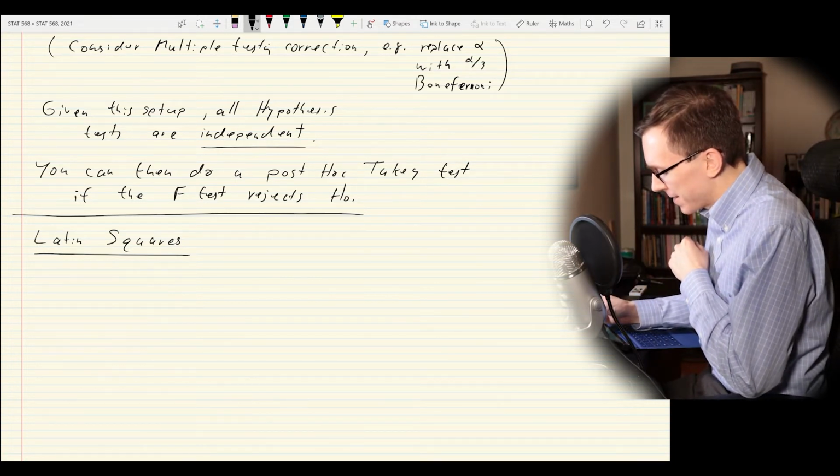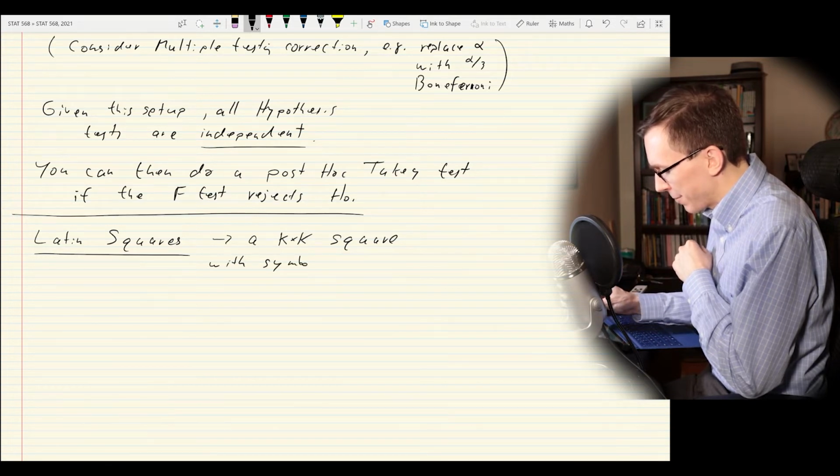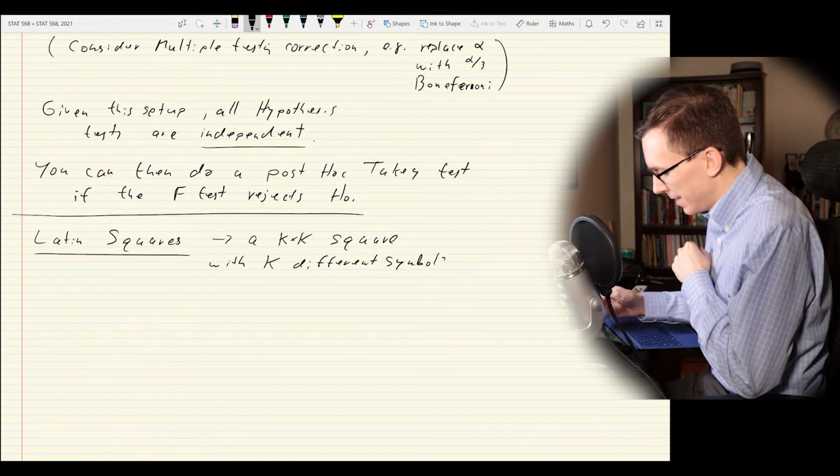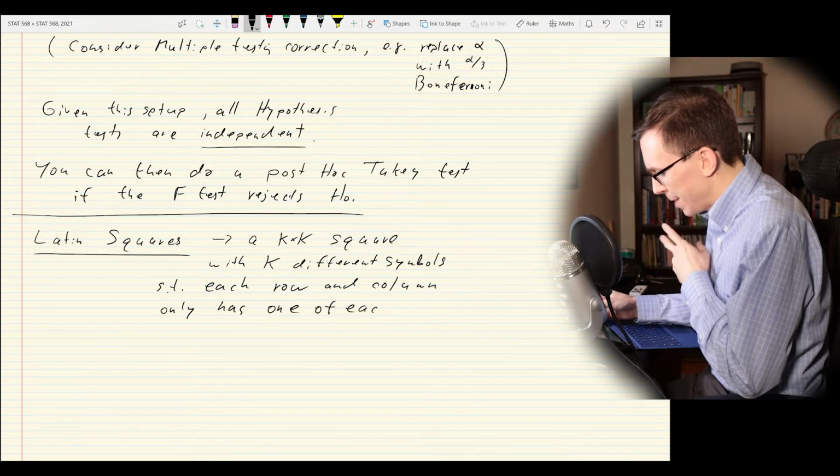The idea of a Latin square is basically a k by k square with, I think, k different symbols, such that each row and column basically has only one of each symbol.